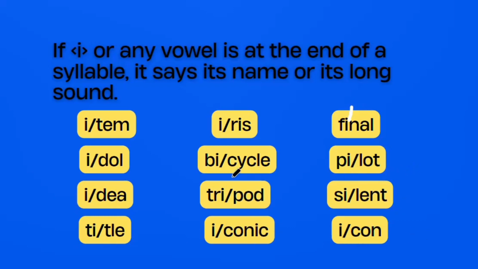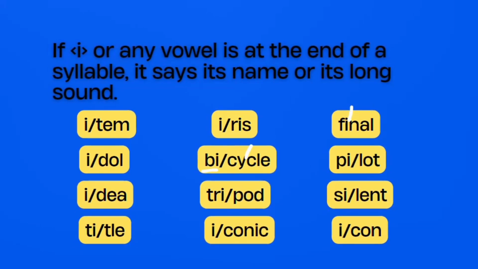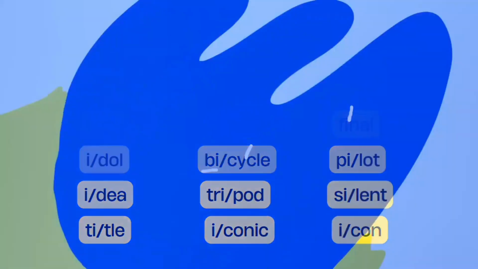You will find here some multisyllabic words as well, like cycle and iconic, but I have only mentioned the syllable where I is saying its long sound, right? So these are some open syllable examples. And there is another point to remember, that letter I can also say the long E sound at the position of an open syllable. This is some advanced phonics lesson, but if you want to learn more about this, you will find it in the description box.